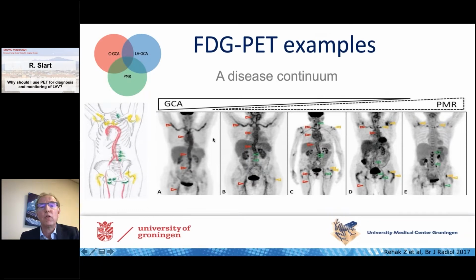So if you look at a disease like GCA, cranial, large vessel, and PMR, it is actually in a disease continuum. It can be solely GCA on PET imaging, or it can be solely PMR activity on PET imaging. There are several examples. There are actually a mix of both diseases.